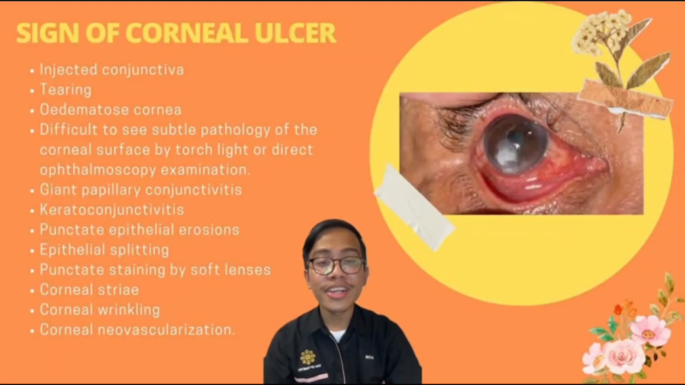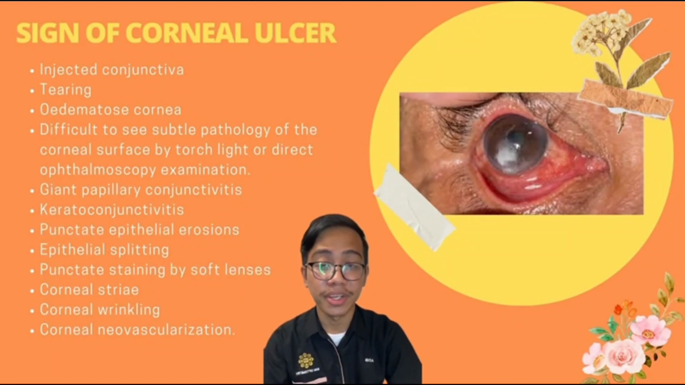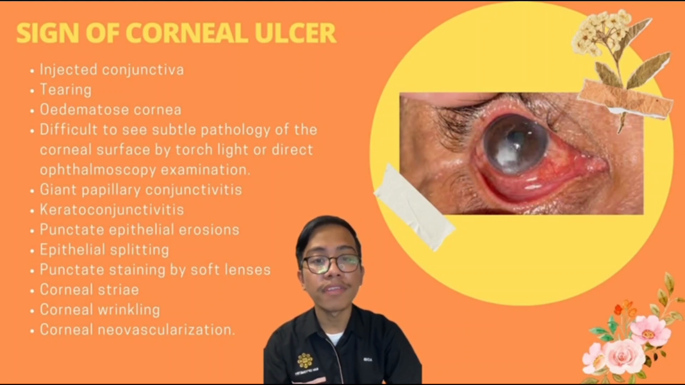Corneal ulcer is a serious problem which can lead to blindness if treatment is delayed. Superficial examination of the eye may only show injected conjunctiva, tearing or edematous cornea. It is difficult to see subtle pathology of the cornea by torchlight or direct ophthalmoscopy examination. Therefore, all patients who are suspected of having a corneal ulcer should be referred to ophthalmologists for a complete eye evaluation. Corneal ulcer is best visualized with a slit lamp microscope after the cornea is stained with fluorescent dye.